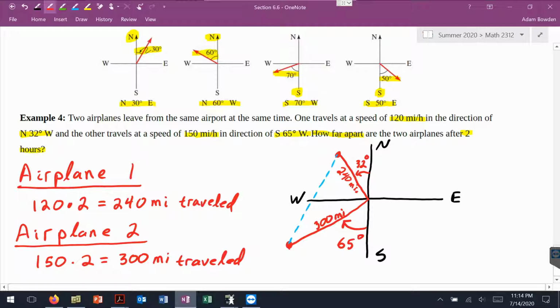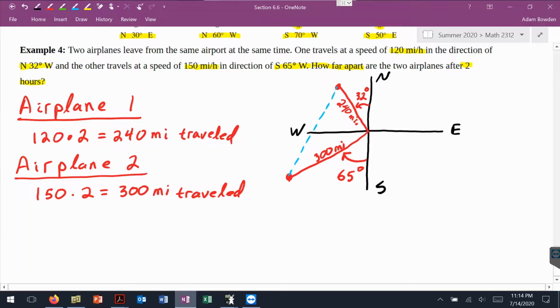Okie doke. And so what I want to do is construct the triangle so I can solve it. We can do that because what I'm going to do is find the angle between these two sides. So that angle, we can figure that out by taking 180 degrees minus 32 degrees minus 65 degrees. And what we'll get is 83 degrees. So here in the middle, between the two sides, is 83 degrees. Okay, and so what we're going to have here is a side angle side triangle that we can solve.